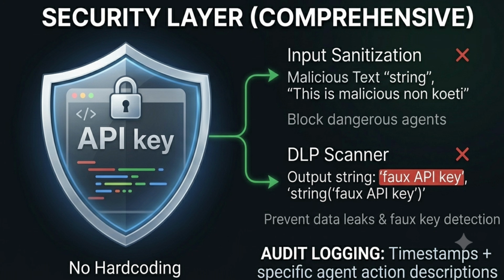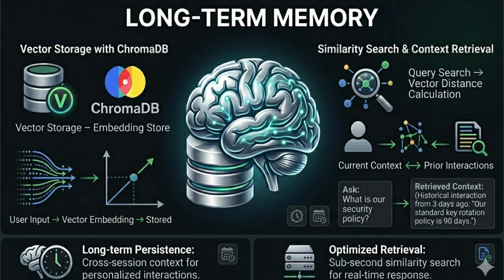Third, security. Every API key comes from an environment variable, never hard coded. There is input sanitization to block prompt injection. There is a DLP scanner that checks every output for accidental key leakage, and every agent action is logged with a timestamp. Fourth, long-term memory with ChromaDB. Every lead that goes through the pipeline gets stored as a vector embedding. Next time you research a similar company, the agent pulls relevant past leads as context.